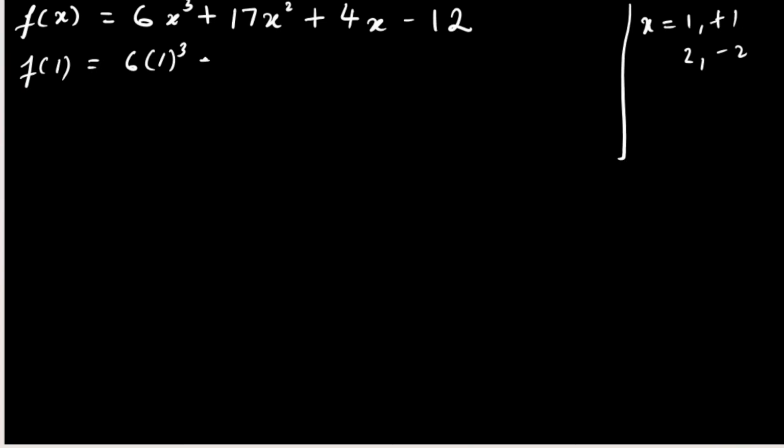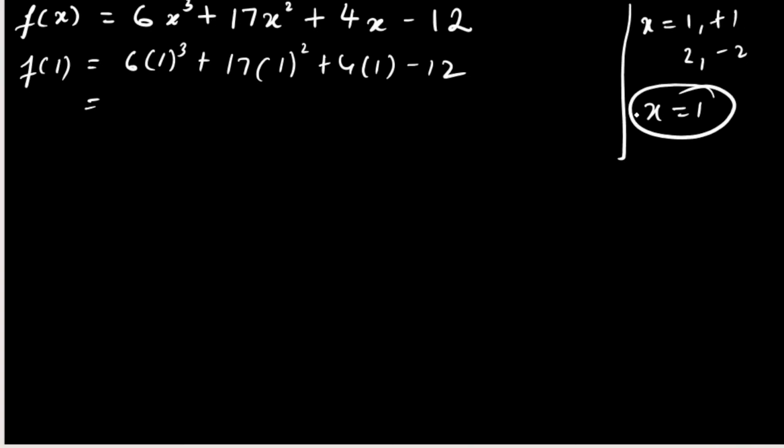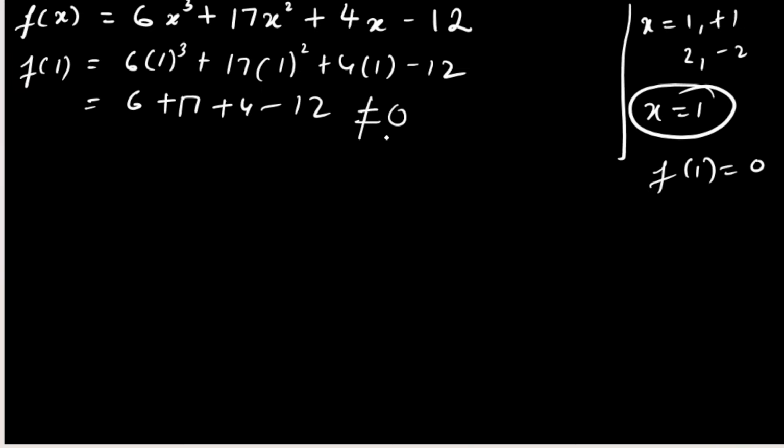So 6 times 1 cube plus 17 times 1 square plus 4 times 1 minus 12. I'm just substituting, assuming the value of x as 1 and finding out whether I'll get f of 1 equals 0 or not. So here it is 6 into 1, 6, plus 17 into 1, 17, plus 4 minus 12. See, if you simplify, we will not get our answer equal to 0. So f of 1 is not going to work.